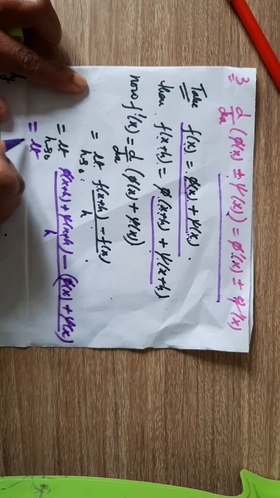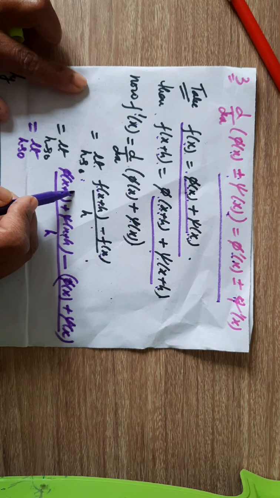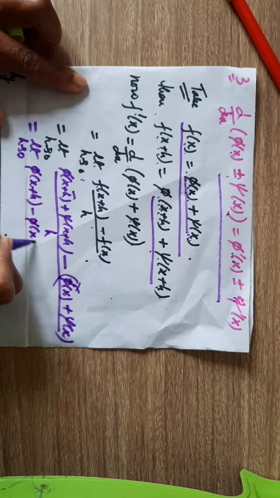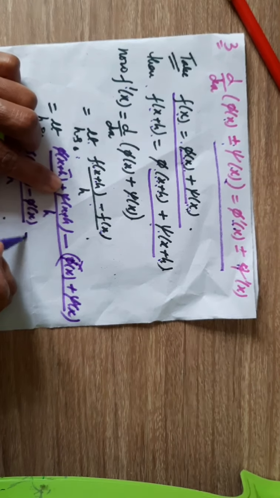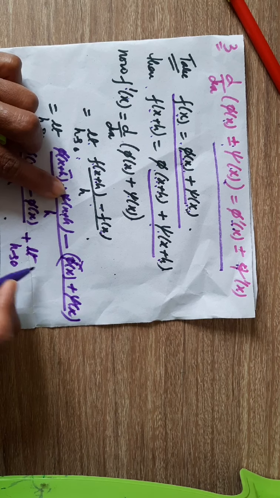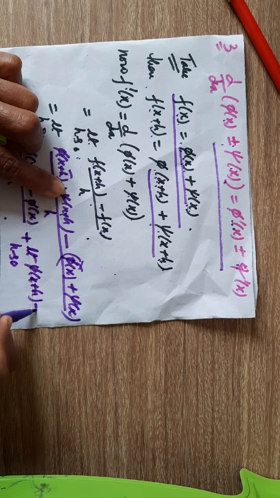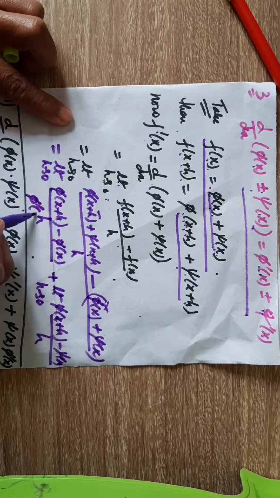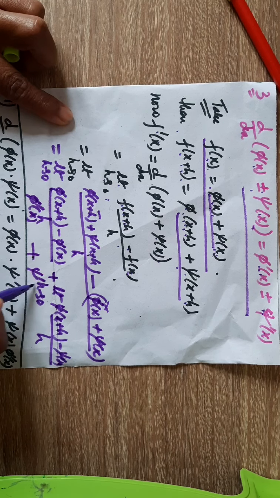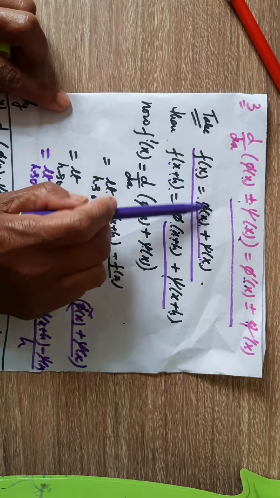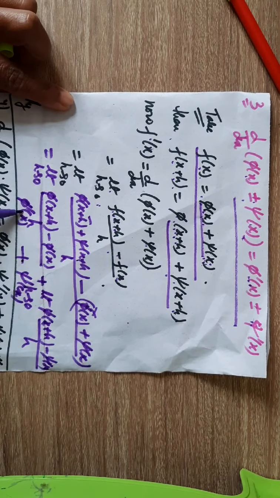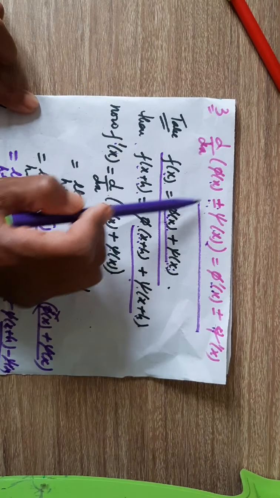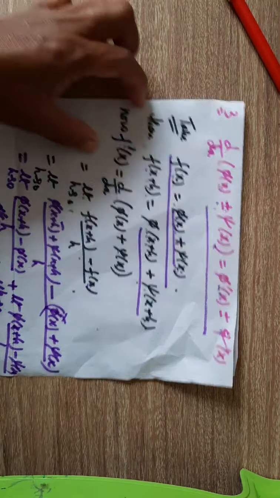And this one you can write as the limit as h tends to 0. Combine this one and this. So it will be phi of x plus h minus phi of x, the denominator being h, plus the limit as h tends to 0 of chi of x plus h minus chi of x divided by h. And this is equal to phi prime of x plus chi prime of x. So therefore the derivative of phi x plus chi x will be the sum of their derivatives, phi prime of x plus chi prime of x. Similarly, if you replace plus by minus, it will be the same only.